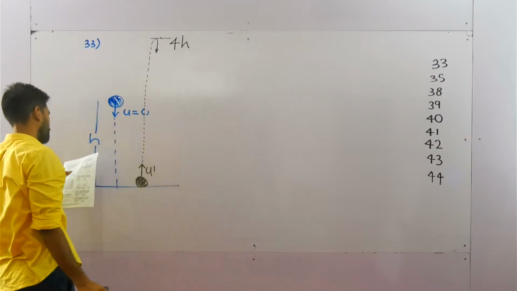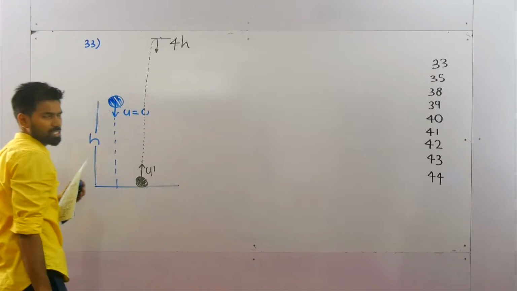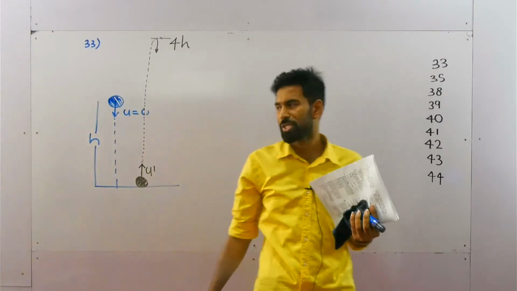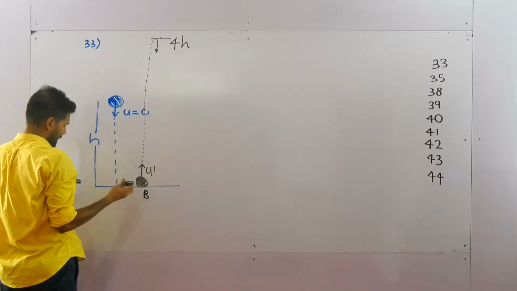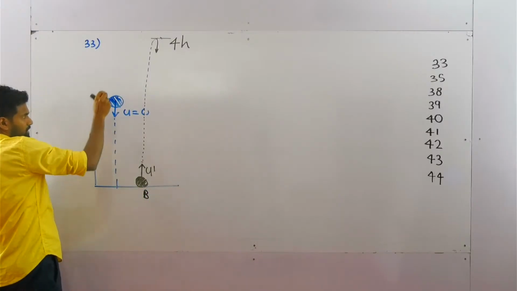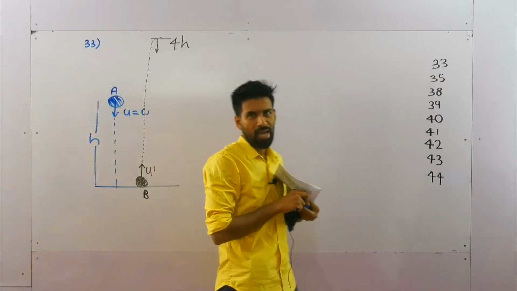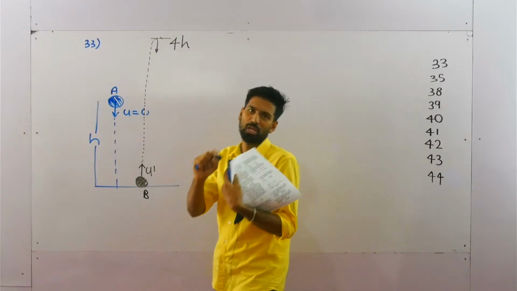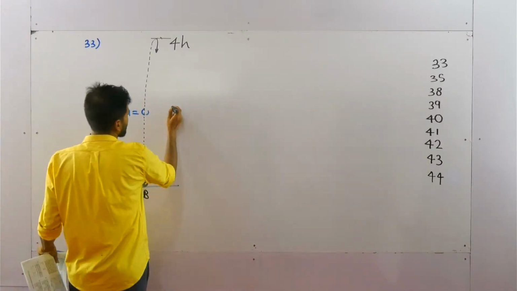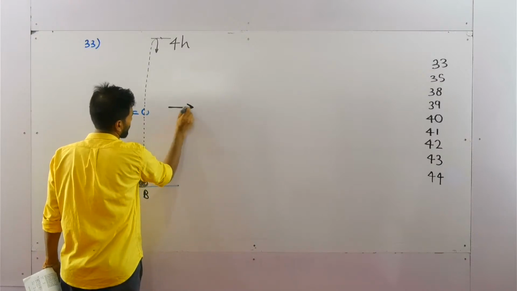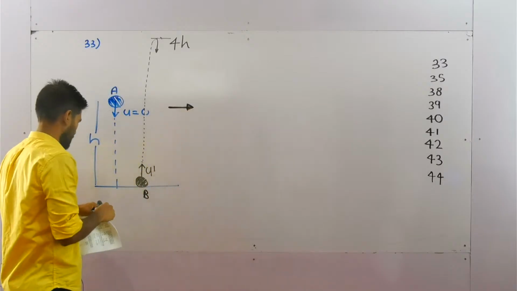Now what they ask: the two stones cross each other after a time. What is the time that these two stones will cross each other? I'll say this one is capital B, and the one which was dropped from a height, let's say it's capital A. What is the time that this A and B cross each other? That's what they ask. Okay, I'll go to another picture. In the second picture, I will draw the image where they are passing each other.